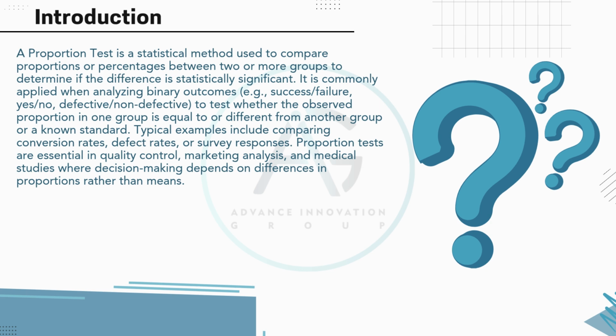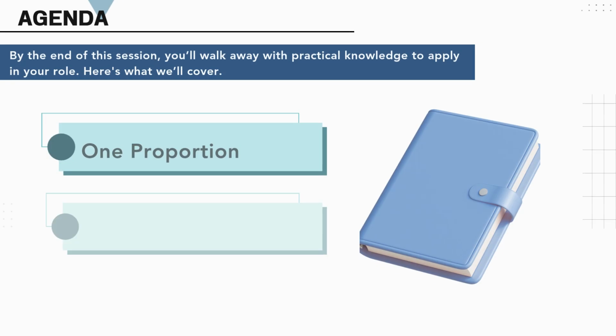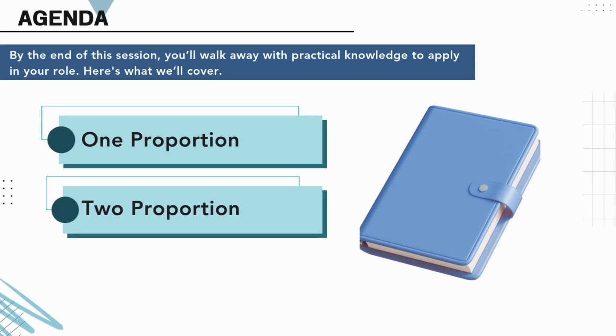Typical examples include comparing conversion rates, defect rates, or survey responses. Proportion tests are essential in quality control, marketing analysis, and medical studies where decision-making depends on differences in proportions rather than means.